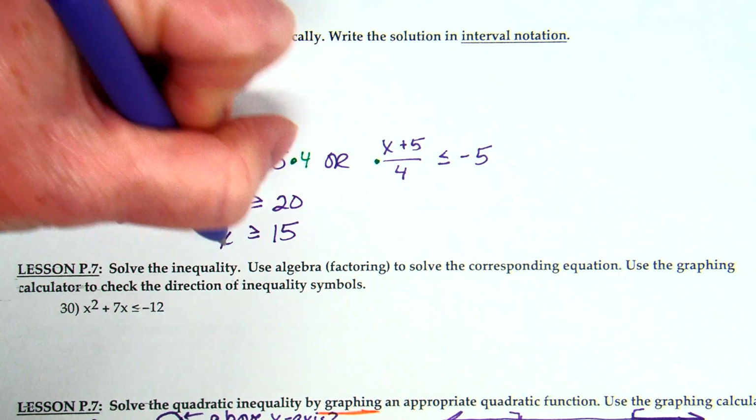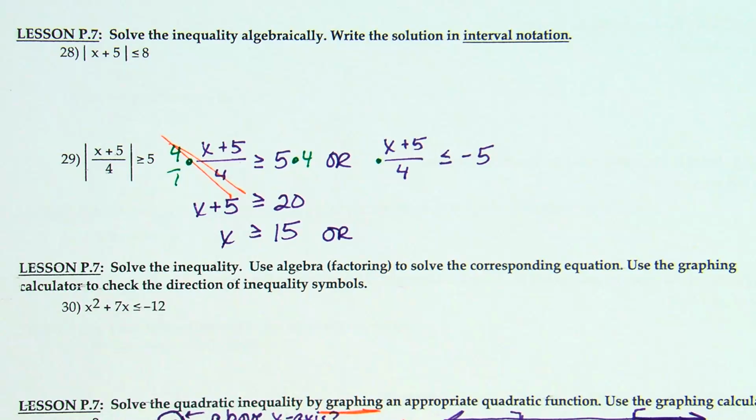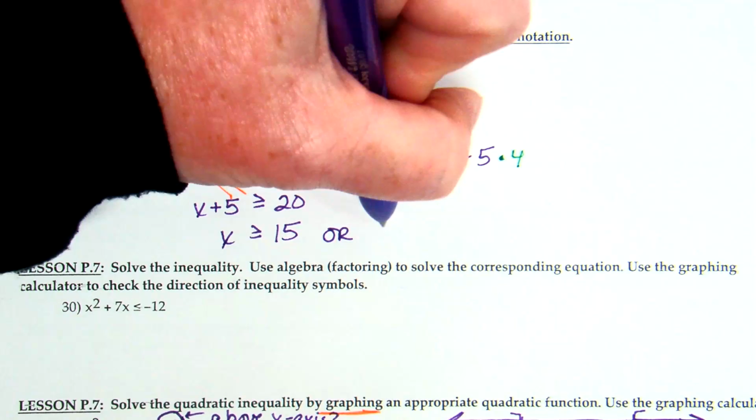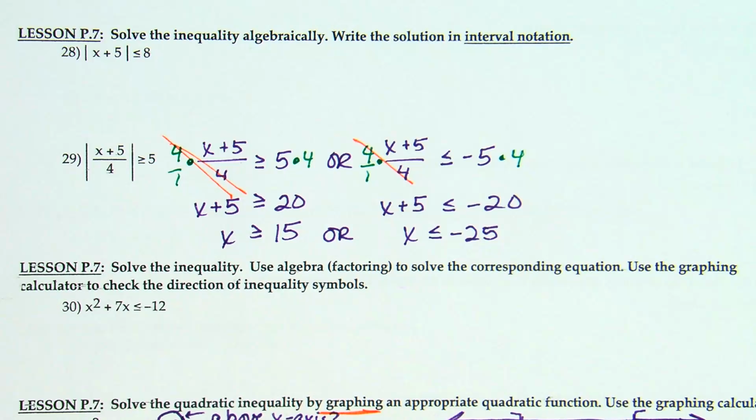Or, if it's x plus 5 divided by 4, we're going to multiply by 4. Multiply by 4 and a divide by 4 will cancel. So this time I have x plus 5 less than or equal to negative 20. If it's x plus 5, I can subtract 5. So x less than or equal to negative 25.